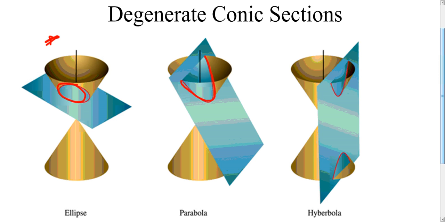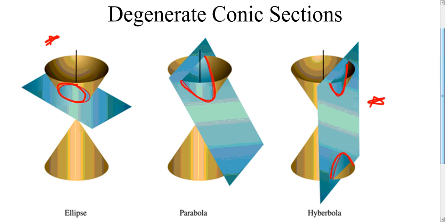And then over here in this third picture, if you slice it from top to bottom in some form, you're going to get two branches because it actually intersects both parts of the cone. Those two branches put together are what is called a hyperbola.